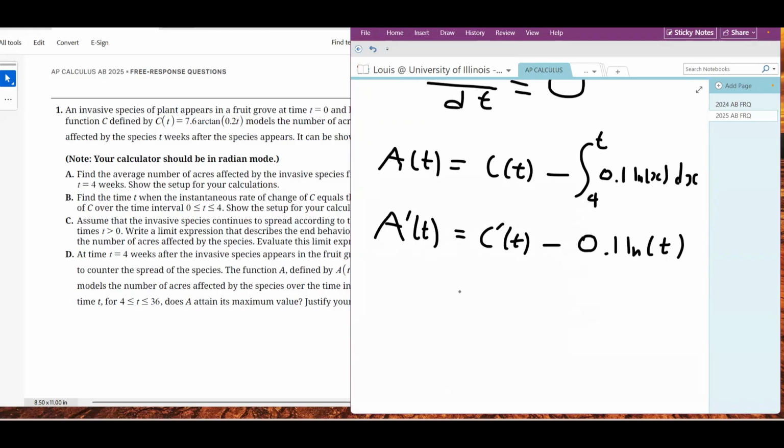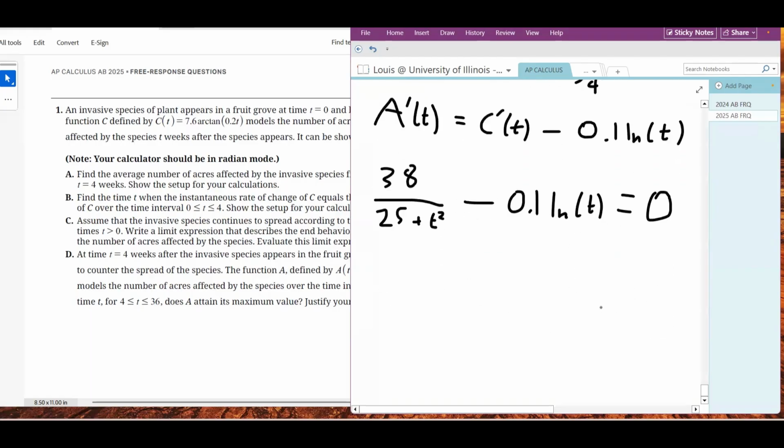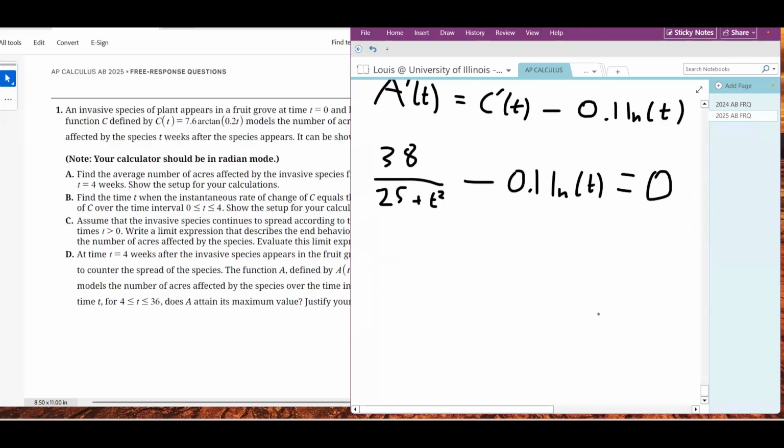I'm going to put in what c prime of t is: 38 divided by 25 plus t squared, minus 0.1 ln of t, and set that equal to zero. When I punch this into my calculator, I get a t value of 11.44.